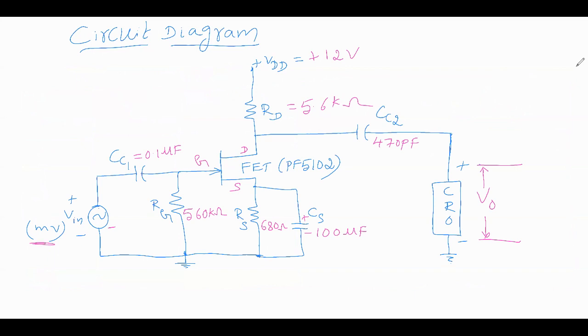The V in we apply will be in the order of millivolts. Say you can apply 0.1 volts or 0.2 volts, in such a way that the output is not saturated. If the input voltage is given in volts, the output gets saturated in the midband region. Therefore, keep the frequency at midband and check whether the output is saturated or not.